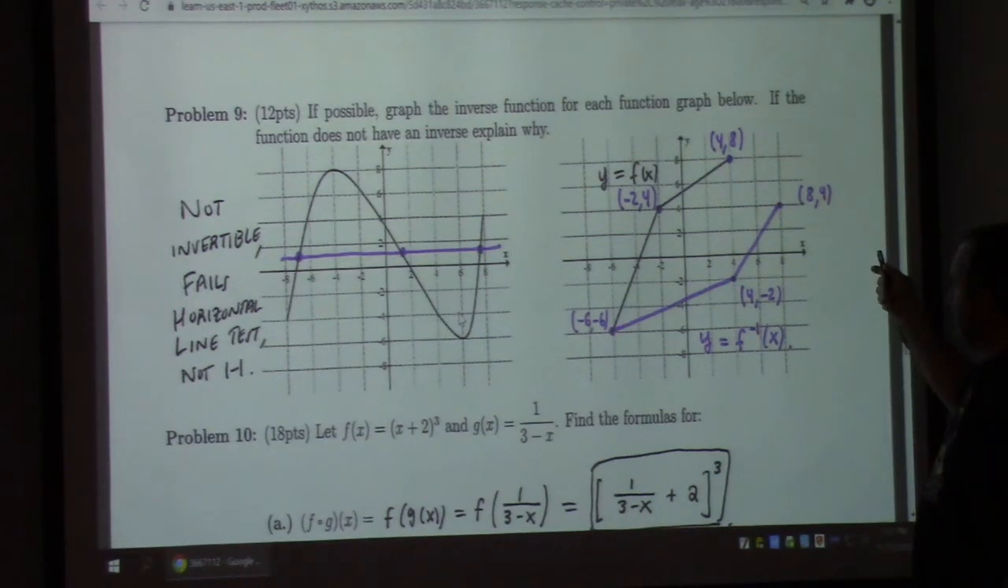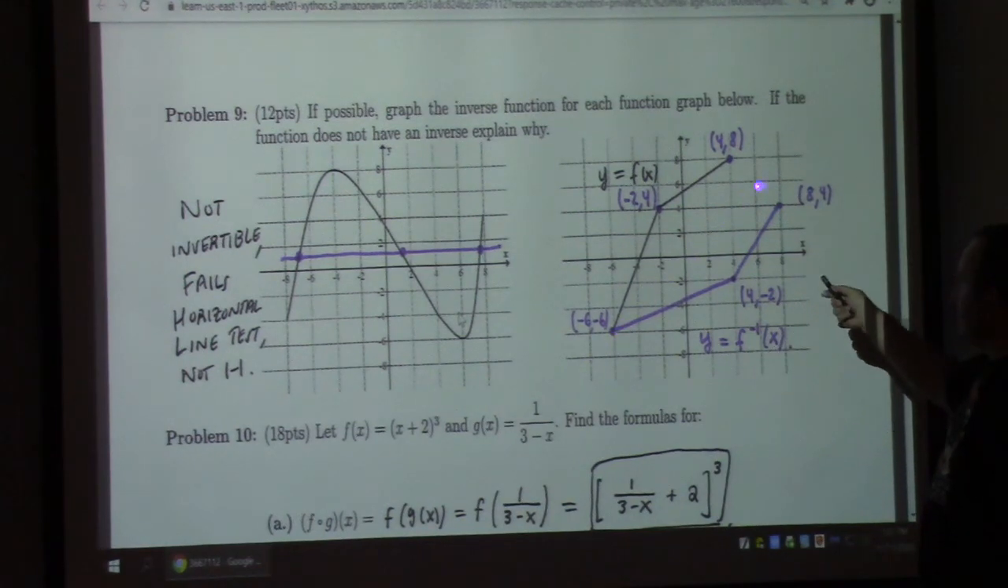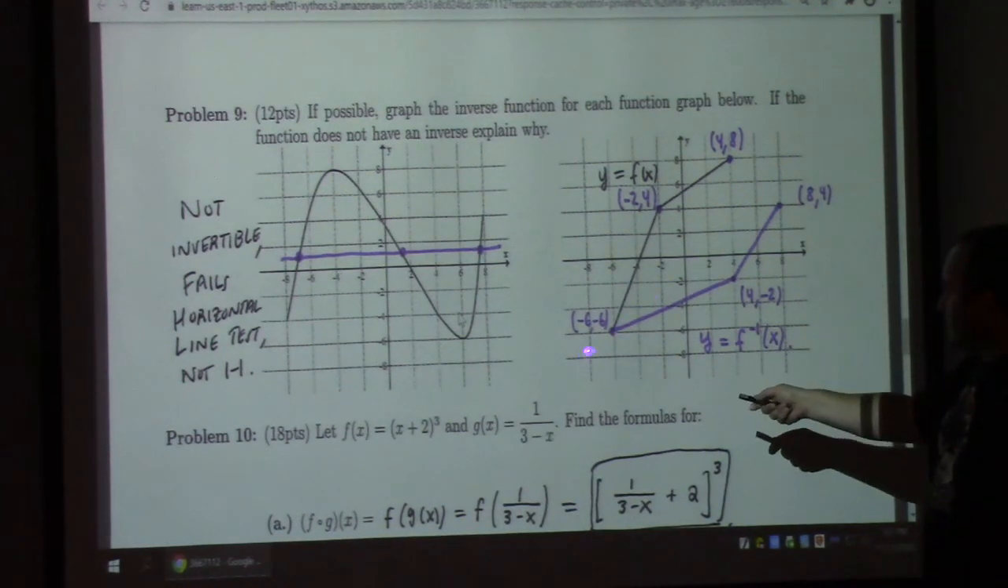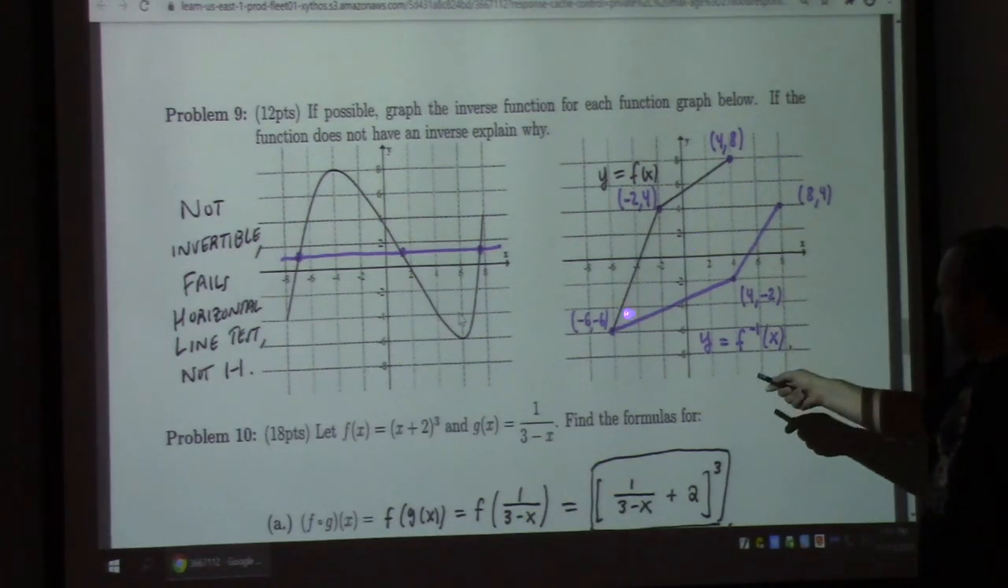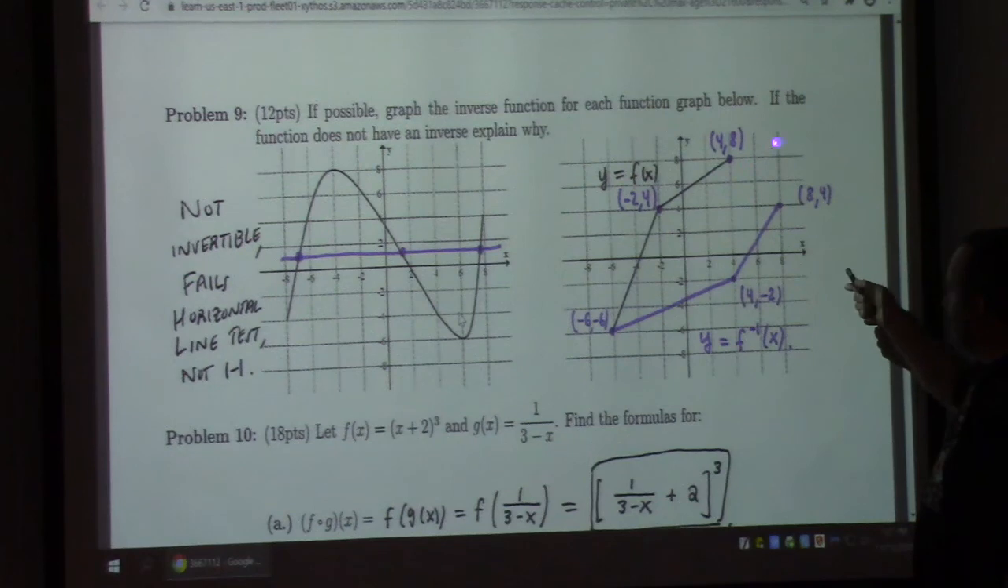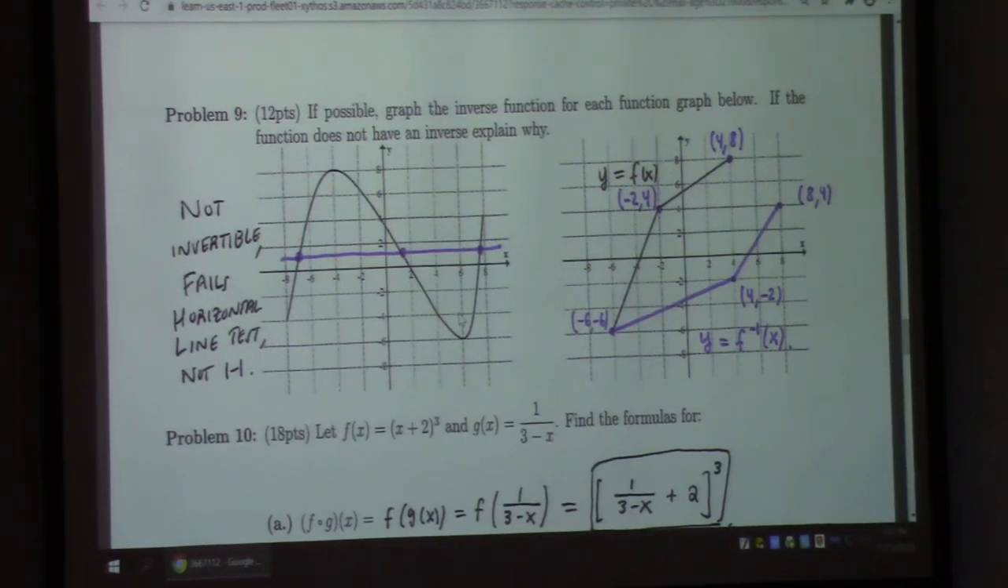A summary of what's going on is that it's the reflection of the graph across the line y equals x, right? The graph of the inverse function, if it exists, is obtained by reflecting the graph of y equals f of x across the line y equals x, like that. And the graph of the inverse and the function can cross at the line y equals x, right?